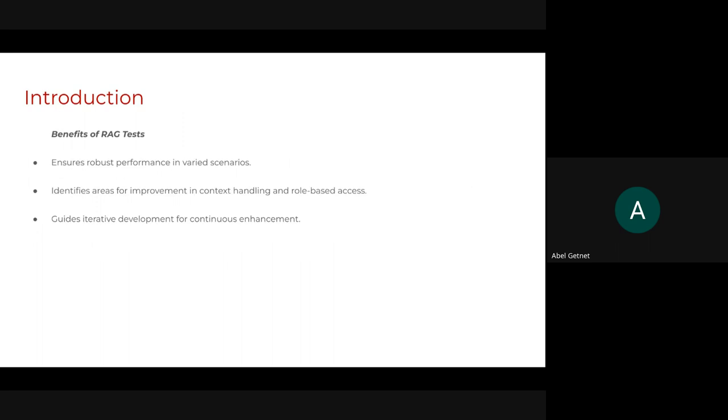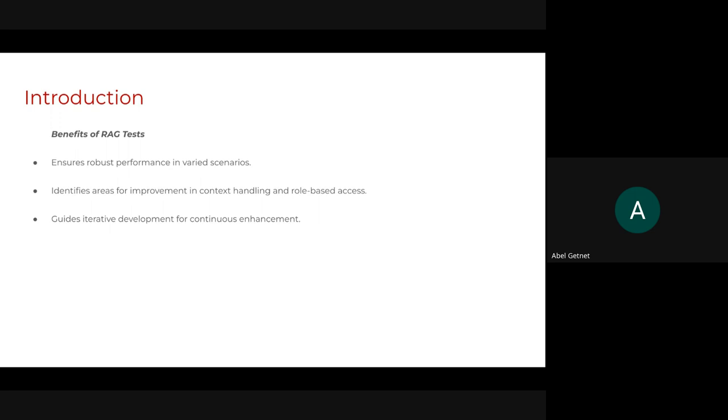There are also many benefits for these RAG tests, which we mentioned before, but they can also ensure robust performance in varied scenarios or varied test cases. RAG tests cover a diverse range of user scenarios, which can ensure that the chatbot performs reliably across various interactions, and they also identify areas for improvement in context handling through systematic testing.